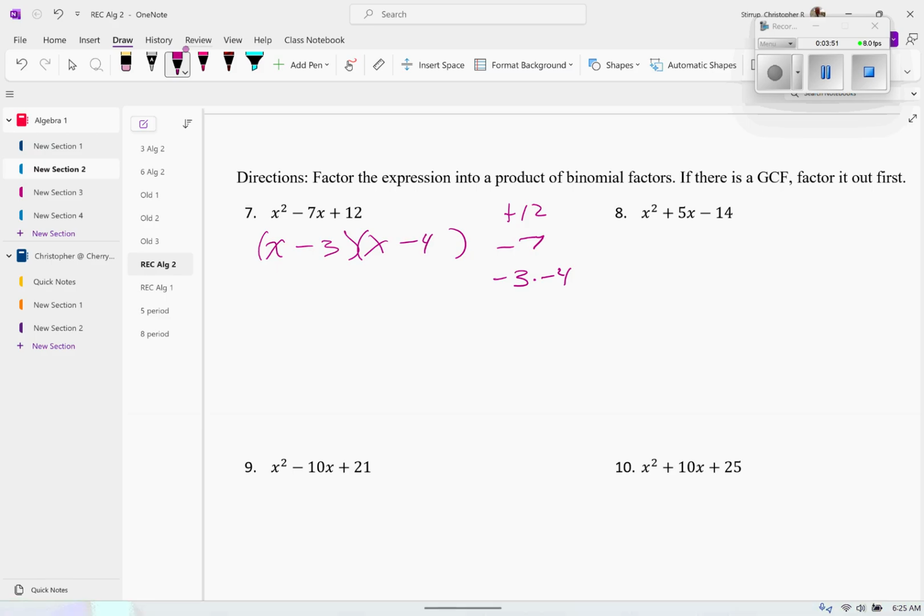Okay, this next problem, we're going to do the same idea. We have x and x. What two numbers multiply together to give me negative 14, add together to give me positive 5? So I think it has to be a positive 7 and a negative 2. If I multiply those together, I get negative 14. If I add them, I get positive 5. So I just plug them straight in.